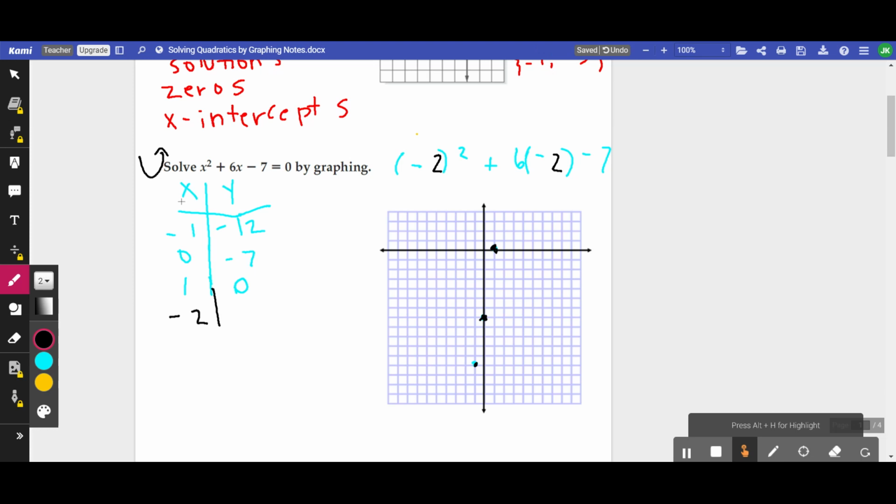So if you square the -2, that'd be 4. And then 6 times -2 would be -12. So 4 minus 12 would be -8. And then -8 minus 7 would be -15 then. So then I'll graph this point. So -2, -15 would be down here. And then you still don't know if that's your vertex.